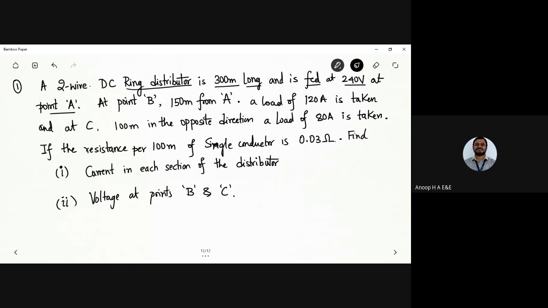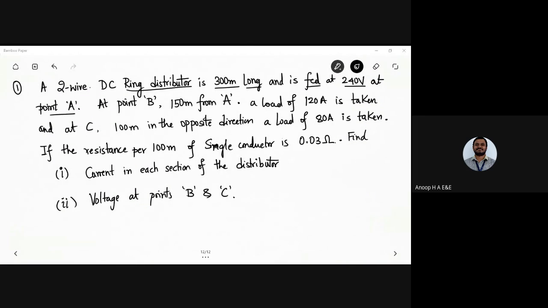Look here very carefully at what I am going to do. It's a DC ring distributor problem. It's quite simple unless you make wrong decisions. While solving the problem, if you go wrong, you will get answers completely different from the given data. So let me write down the given data right now. What is the given data? Identify the given data, everyone.